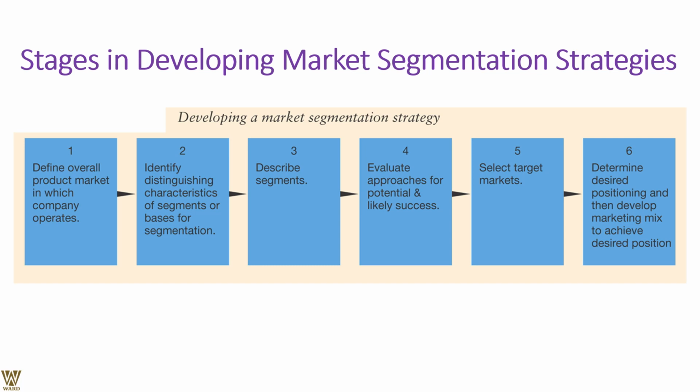Let us go into developing market segmentation. What are the various stages involved? Essentially six stages. First and foremost is to define the overall market that we are trying to address. It can be country specific, gender specific, age group specific, or even income specific. Then identify the distinguishing characteristics, which I have told you about in terms of age, gender, income and so on. Now describe the segments.